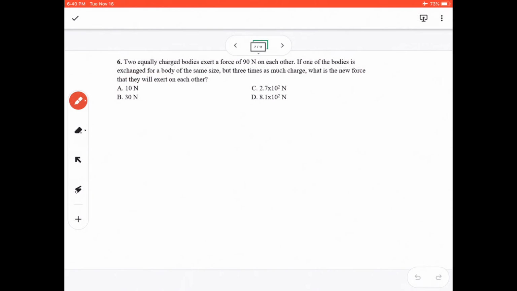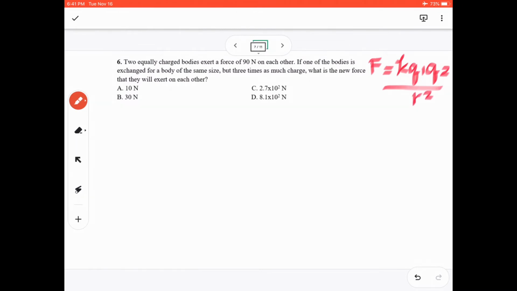Question 6. Two equally charged bodies exert a force of 90 newtons on each other. If one of the bodies is exchanged for a body of the same size but 3 times as much charge, what is the new force that they will exert on each other? So this problem is similar to problem number 5. We're still going to apply the formula F is equal to KQ1Q2 over R squared.